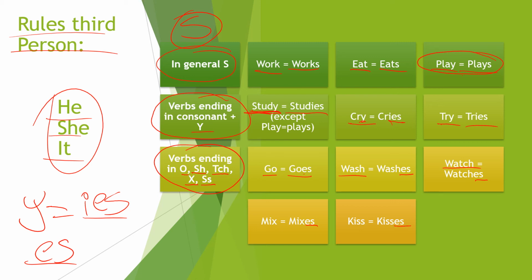So regardless of the verb, as long as that verb ends in O, S, H, or TCH, or X, or SS, we have to add this extra ES, and that's it. Quick example, dress. In third person, it would be dresses. Simple as this, guys. Just follow these 3 rules, and then you might be able to make the conjugation of he, she, it.